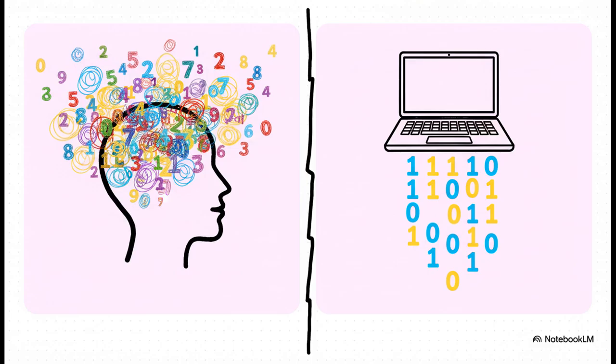On one side, you have our system, which we call base 10. It's what we use every single day. It's built on 10 unique digits, 0 through 9. Pretty straightforward. But computers, they operate on something much, much simpler. Base 2, or binary. They only use 2 digits, 0 and 1. That's it. Think of it like a light switch. It's either off, a 0, or it's on, a 1. That's all a computer really understands at its core.